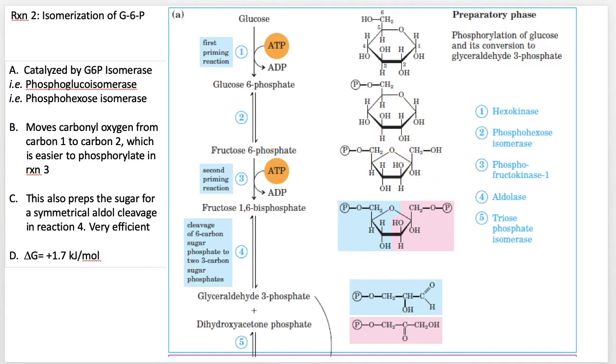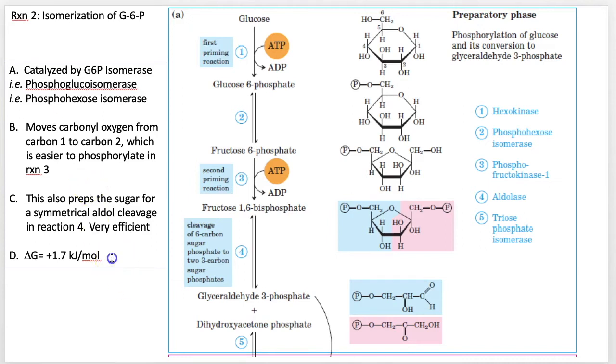Also, reaction number four is a very important reaction. It's the one where we're going to cleave this molecule right down the middle. It will not happen properly between the correct carbons unless we do this whole process. So changing your isomer, going from glucose 6-phosphate to fructose 6-phosphate, the pentagonal structure, serves two purposes. It preps us for phosphorylation, and it preps us for a symmetrical aldol cleavage, which makes me sound super smart, but I'm going to have to struggle to explain it. But I do sound smart right now, so that's awesome.